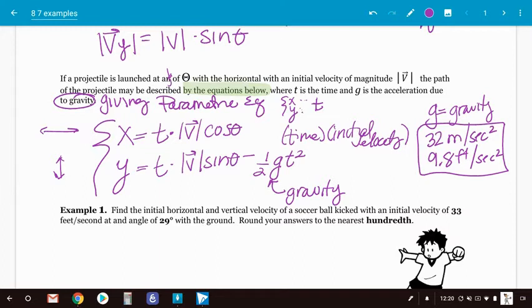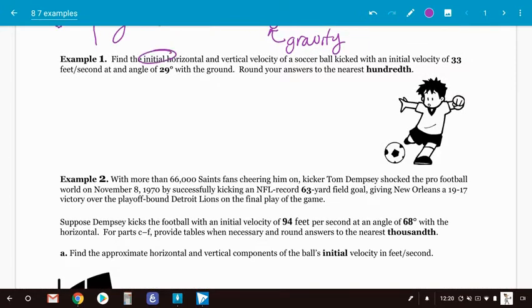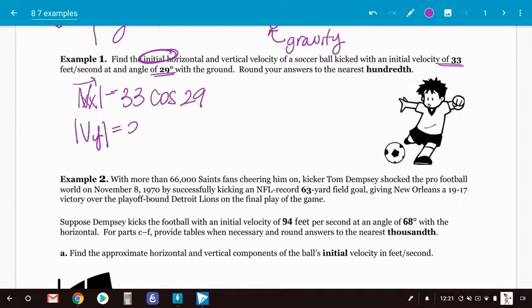So in my example, my little soccer ball kicking guy, it says find the initial. Okay, so I'm not looking for the parametric equations. All I want you to do is 33 feet per second with an angle of 29 degrees with the ground. So in the x direction, v is going to be 33 cosine 29. And in the y direction, it's going to be 33 sine 29. And then you're going to use your calculator to find these.